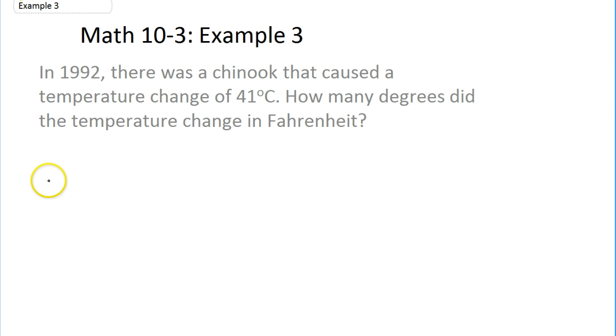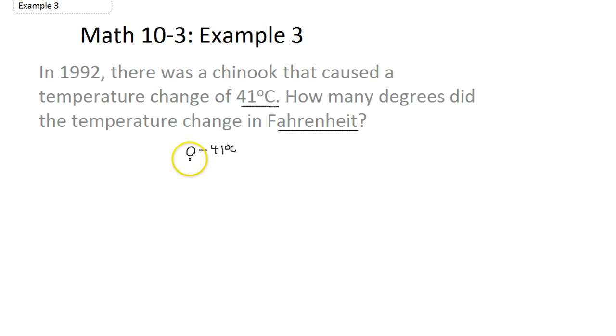In 1992, there was a Chinook that caused a temperature change of 41 degrees Celsius. How many degrees did the temperature change in Fahrenheit? Now we don't care about where it sits, and we don't have to add it up. If we think of going from 0 to 41 degrees Celsius, what would that change be in Fahrenheit from freezing up? We don't have to add that 32 to shift it up to freezing temperature. We're just looking at the temperature change.